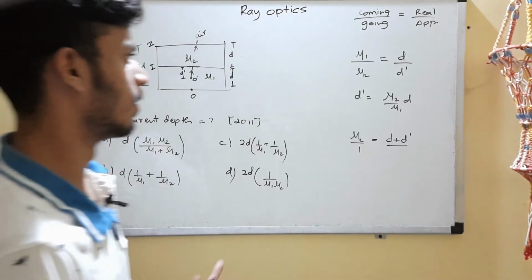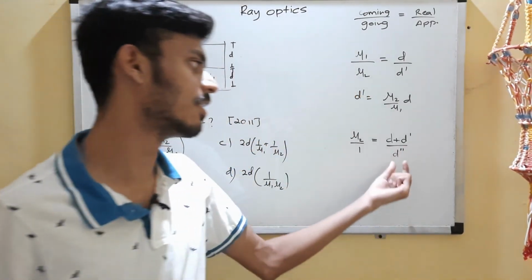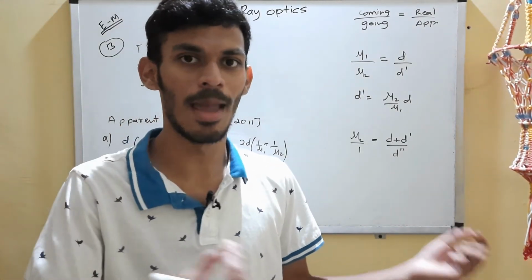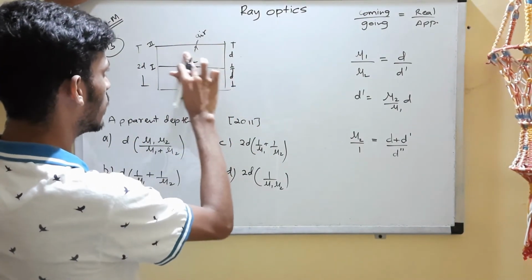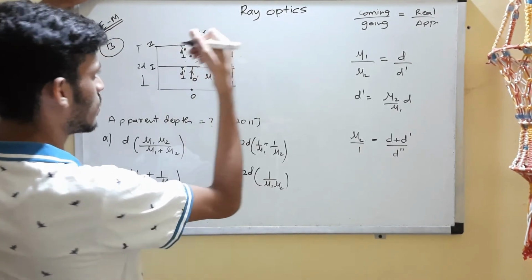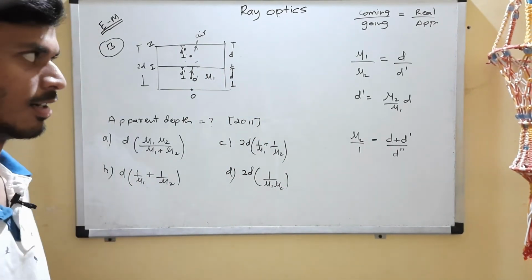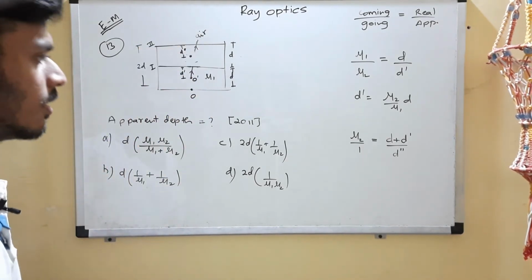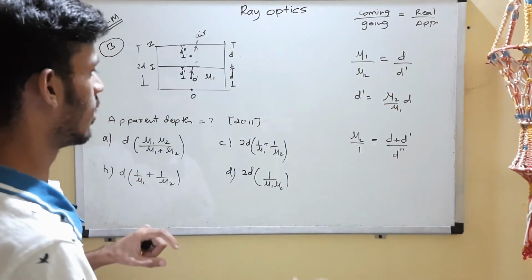Next we have the apparent depth. We'll name it D double dash. This is the thing that we are supposed to find, the final apparent depth. Finally we'll have, suppose, the object somewhere over here, and this will be D double dash. That is the final place where we are seeing the object, the apparent depth over here. That is the final thing that we are supposed to find, D double dash, our final apparent depth.